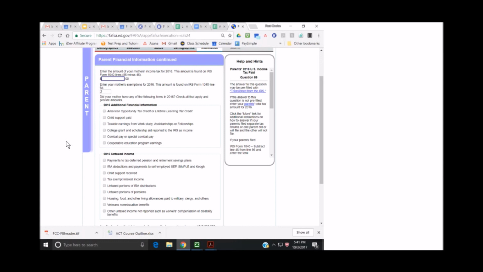So here, whatever contribution you made in 2016 comes right off of your W-2, that would be added back. Or if it was an IRA, that would come off of your tax return. So you can highlight those boxes, and then it'll tell you in the helps and hints where you'll find that information on either your tax return or your W-2. Child support received gets added into your income as well. These are, again, untaxed income. These are things that increase your expected family contribution.